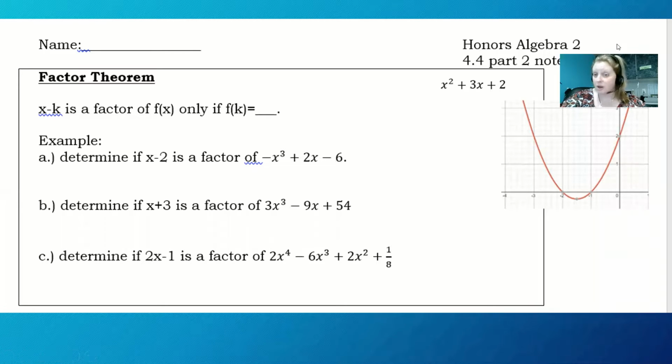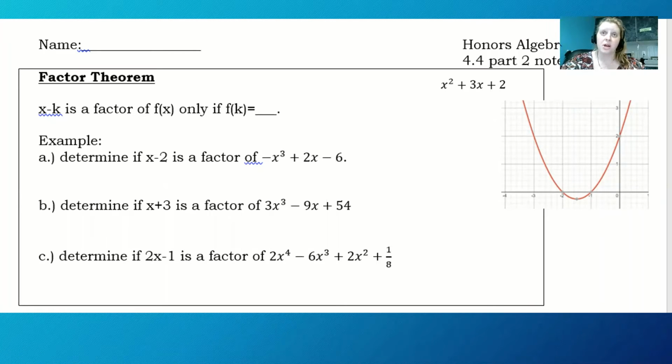Today we're going to talk about a new theorem and do a lot of application problems that involve factoring. So the first thing I want to talk about is what's called the factor theorem. According to your textbook, it says x minus k is a factor of f of x only if f of k equals 0. Now, that seems very confusing because it's written in an abstract way, so I'd like to show you what they're talking about with an example.